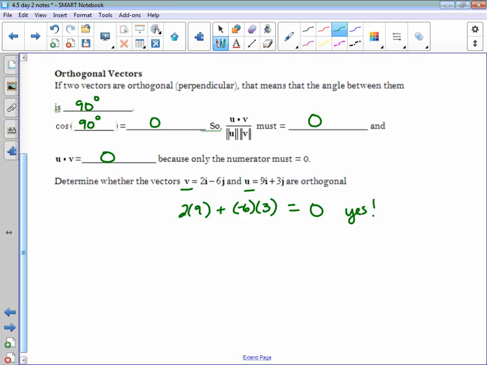Can anybody think of another way we could look to see if they're orthogonal? Slopes, what do we know about perpendicular slopes? They are opposite reciprocals, yes. So let's look at my two slopes. For V, what's the slope? Yeah, -6/2, which is -3. And what about the slope for vector U? What do we get? 3/9, which is 1/3. So -3, 1/3. Does that work? I think that's the simplest way to look at it, but whatever way makes sense to you.